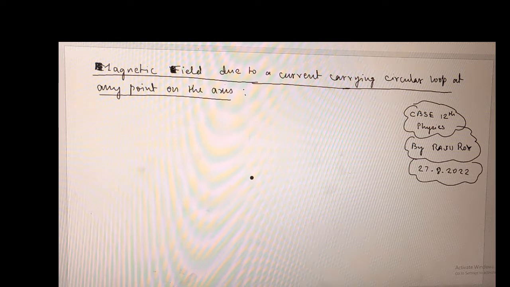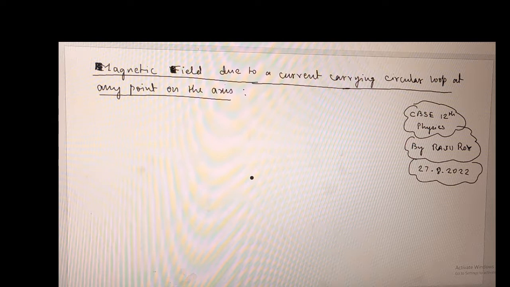Okay, fine. So let us discuss the magnetic field due to a current carrying loop at any point on the axis of the circular loop. One thing you should remember: whenever we need to find the magnetic field due to a current carrying loop or current carrying conductor, we have to make use of Biot-Savart law. What is this Biot-Savart law?